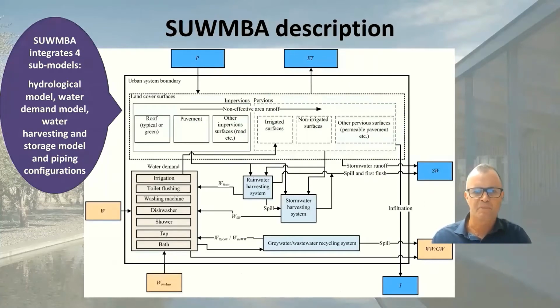SUWMBA integrates 4 submodels. These are hydrological models, a water demand model, a water harvesting model, and a storage model, together with piping configurations. It uses a consistent set of nomenclature across roofs, pavements, other impervious surfaces, irrigated surfaces, non-irrigated surfaces, and other pervious surfaces, such as permeable pavement. The water demand is broken down by irrigation, toilet and washing machines, dishwashers, showers, tap and bath water use.